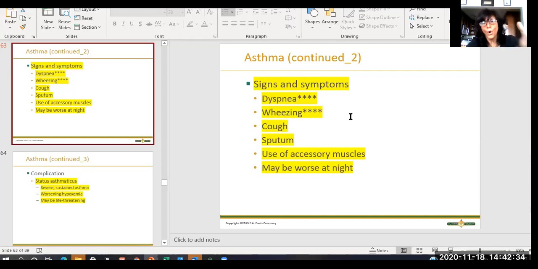Okay. Also, coughing, sputum, accessory muscles. You'll see shoulders rise and fall, and it tends to be worse at night. Okay.